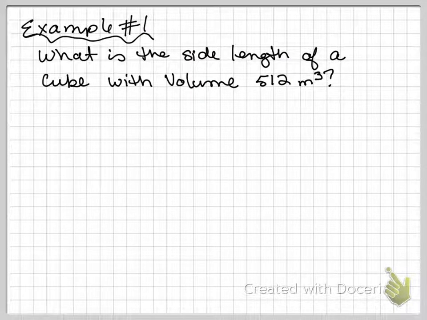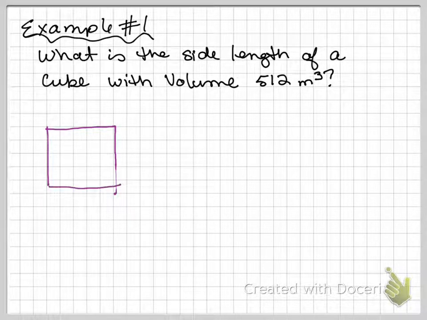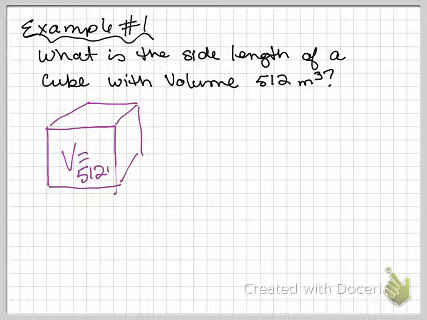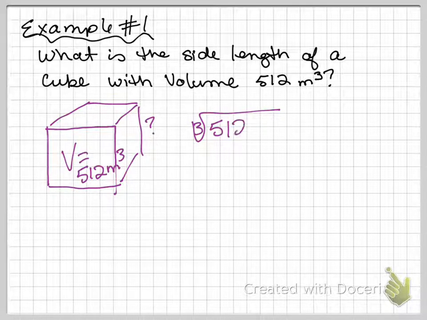All right, let's use this to do a couple of examples. So if I have a cube, I'm just going to draw a general cube here. You can see my artistic skills. If I have a cube and its volume is 512 meters cubed, and I want to figure out what is its side length, what I'm doing here is finding the cube root of the number. So I have a cube root of 512. So I need to think to myself, what number, when I multiply it by itself 3 times, would give me the number under the root sign?